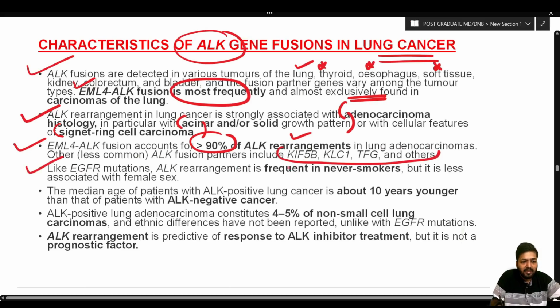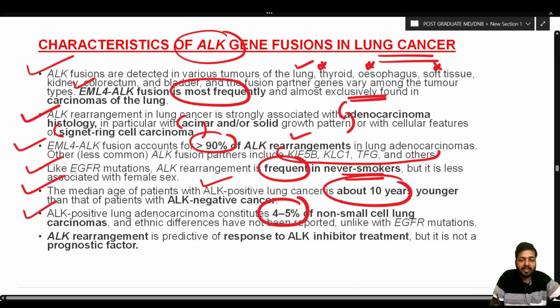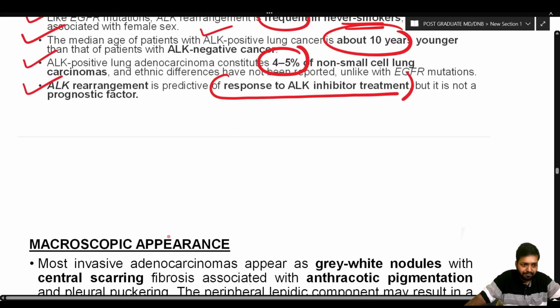Like EGFR, ALK rearrangement is frequent in never smokers, but it is less associated with female sex. The median age of patients presenting with ALK positive lung cancer is 10 years younger than ALK negative lung carcinoma. ALK positive lung adenocarcinoma constitutes 4 to 5% of non-small cell lung carcinoma, and ethnic differences have not been associated. That means in both Europeans as well as Asians, the incidence is similar. ALK rearrangement is predictive of response to ALK inhibitor treatment, but it is not a prognostic factor like EGFR.